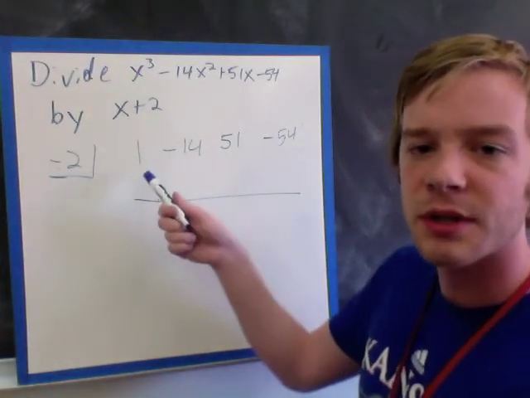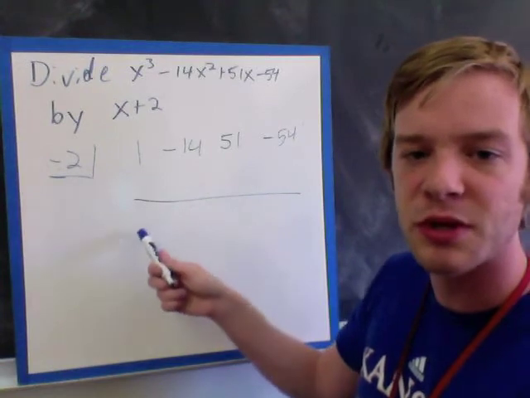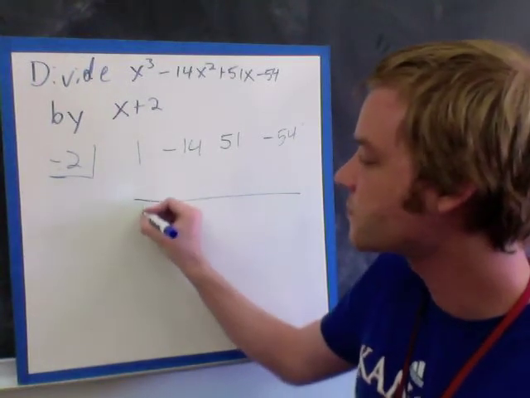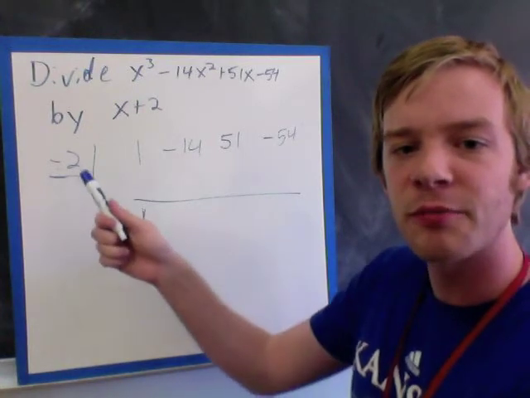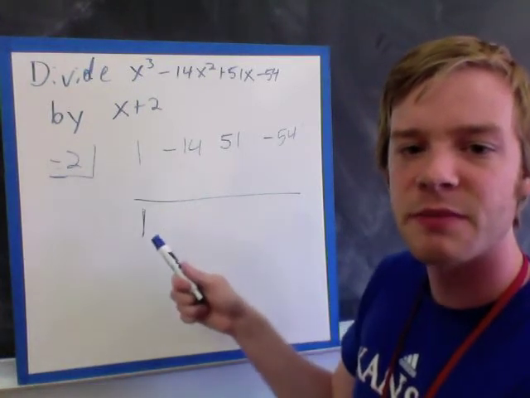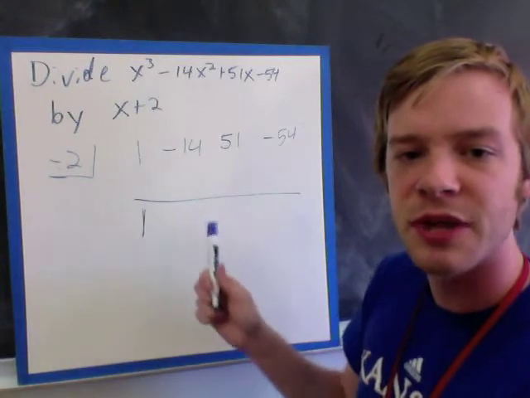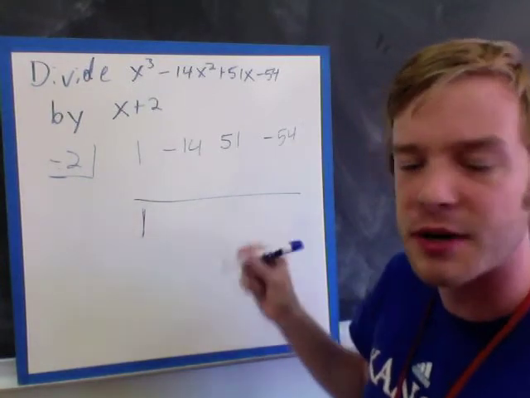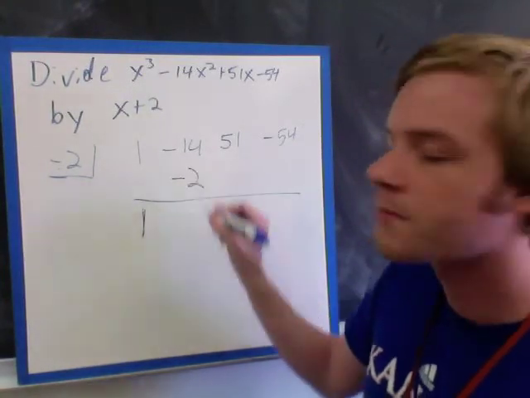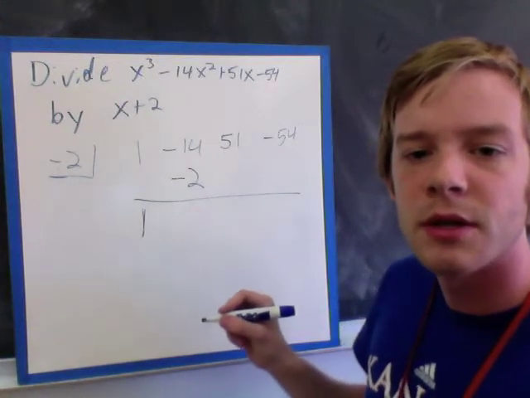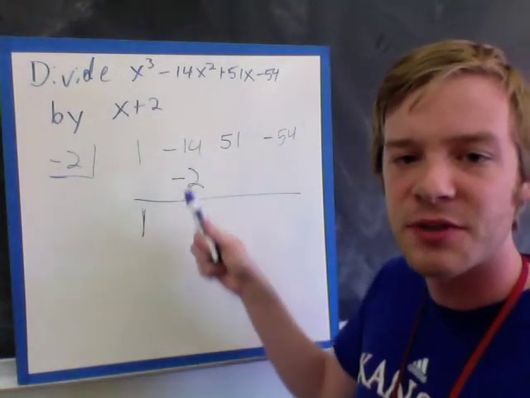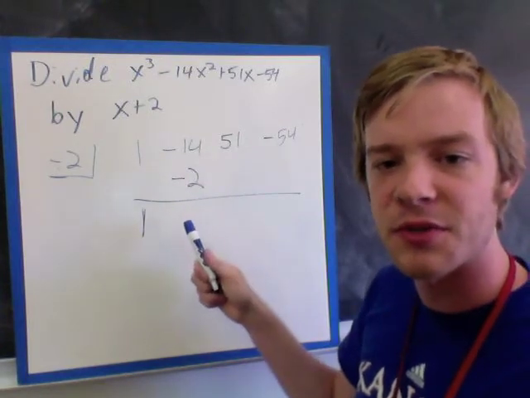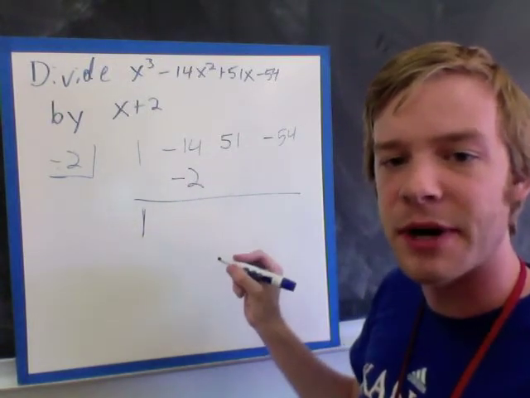So I'm going to start with this 1 here, and I'm just going to drop this 1 down to the bottom. And now I'm going to multiply what I have in my square by what I have on the bottom. So negative 2 times 1 will give me a negative 2 right here. Next, I'm going to add straight down. So negative 14 plus 2 gives me a negative 16 on the bottom.